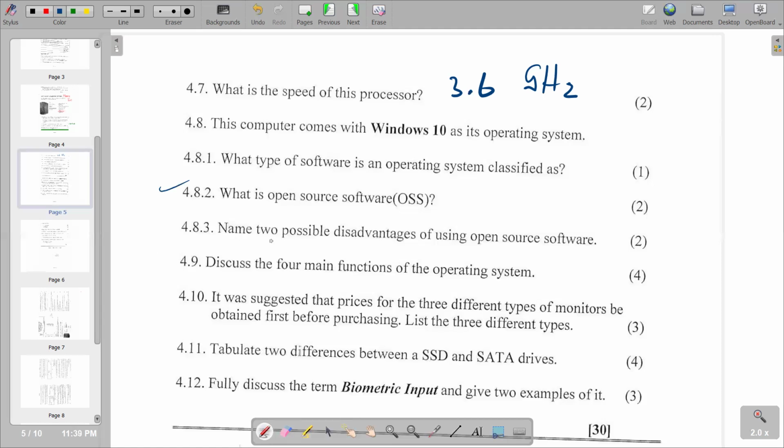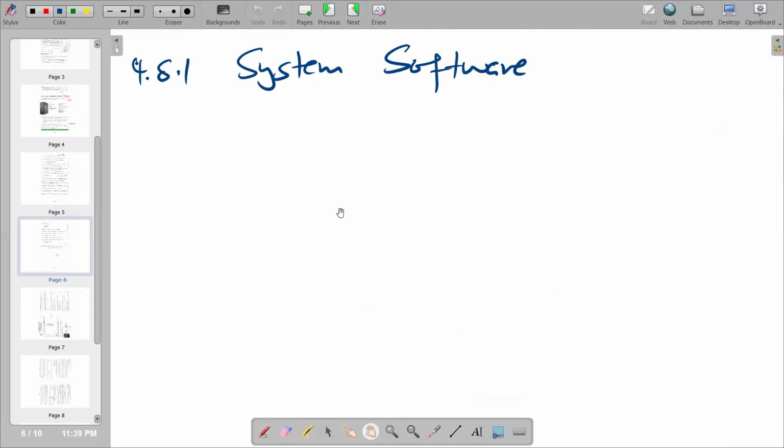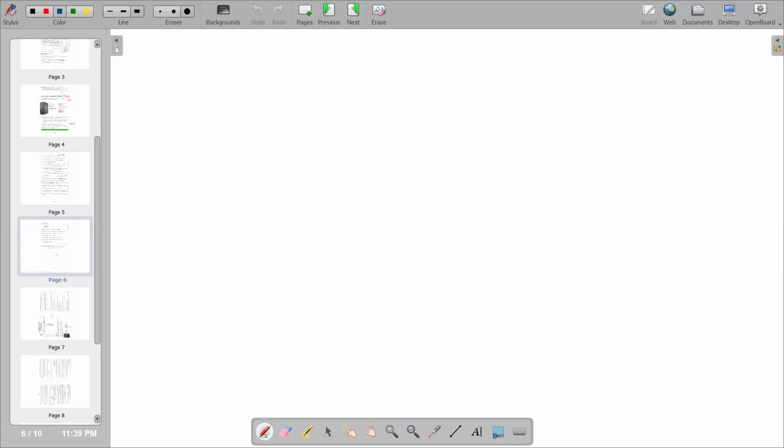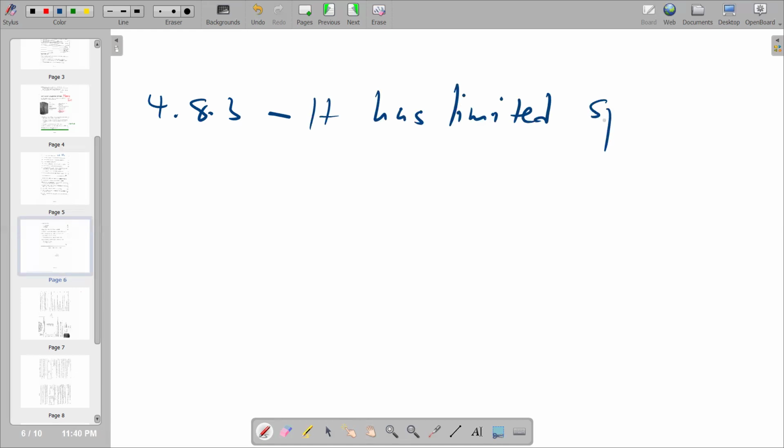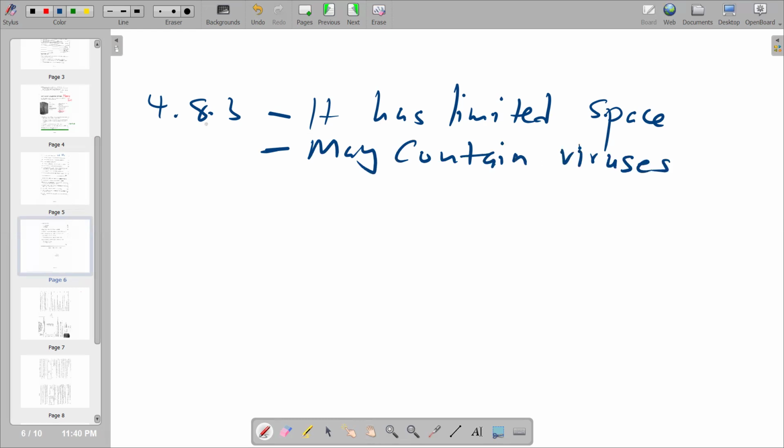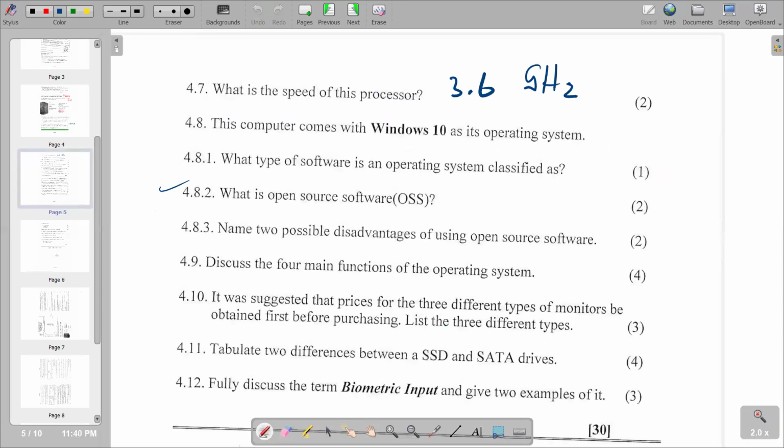Then we go to the next part of our question, 4.8.3. Name 2 possible disadvantages of using open source software. A disadvantage of using open source software is that it has limited features. It's one of them. It may contain viruses also. So on our answer section, 4.8.3, the first disadvantage is that it has limited features. And the second one is that it may contain viruses. So basically, that's what we have on 4.8.3.